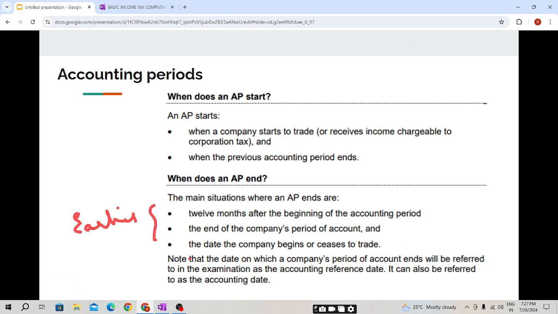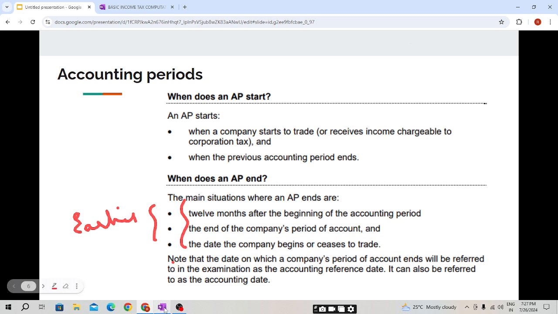We have further cases like when the company enters or ceases into administration, company winding up, the company ceasing to carry on trade, or the company not being liable to corporation tax. So these three are the most important. Other things we have no need to concentrate on. These three determine when the accounting period will end.